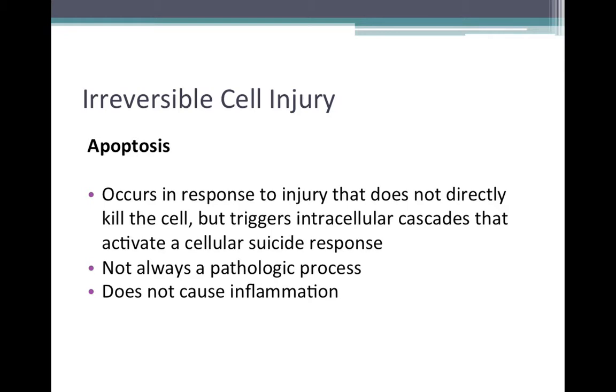However, if that apoptosis fails to properly occur in those cells, then people could be born with things like webbed feet or webbed toes. So it's not always a pathological process. It does not cause inflammation. But apoptosis can occur due to cell injury, where if a cell is chronically stressed, the cell can just kind of kill itself through a process called apoptosis.